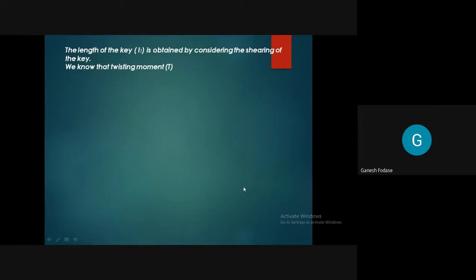Now we got this value. Now what is next? We need to find out the length of the key. The length of the key is obtained by considering shearing of the key. Not only shearing, there are also some other failures. So we know that the key is subject to shearing failure, and the twisting moment T.